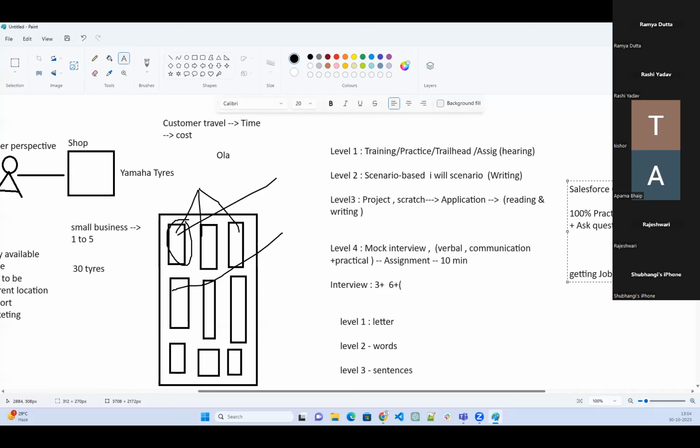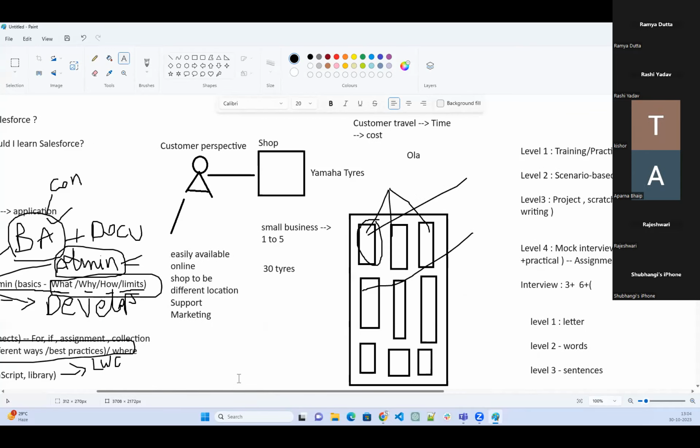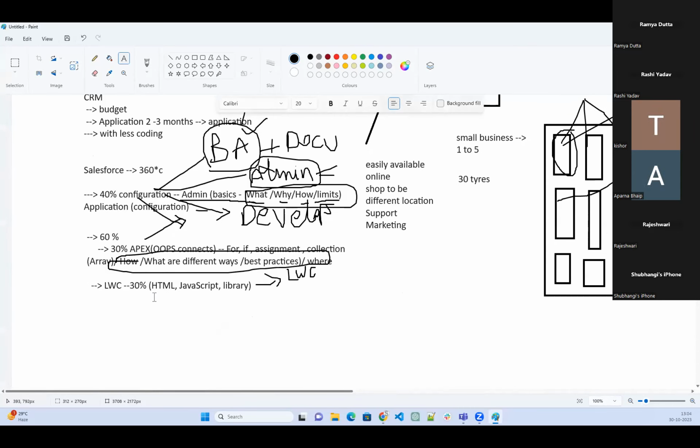In the syllabus, LWC and Aura are also included, right? Aura is nowadays nobody is using. Slowly, companies are going out of Aura. I can give you the recorded session of Aura, and if you have any questions, I can help. Integration definitely will be there. Integration is also part of it. And Vlocity and Omni Studio are different courses. Vlocity is completely different, Prashant.